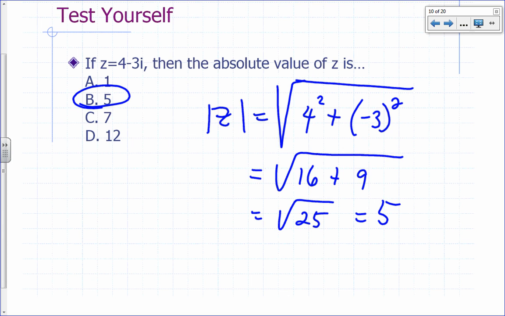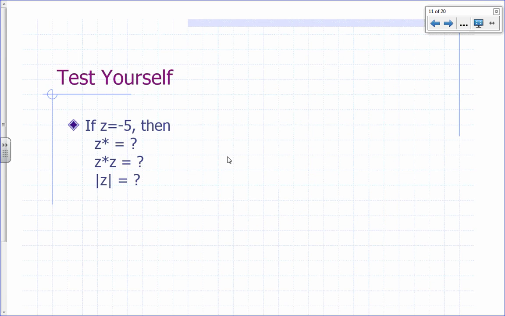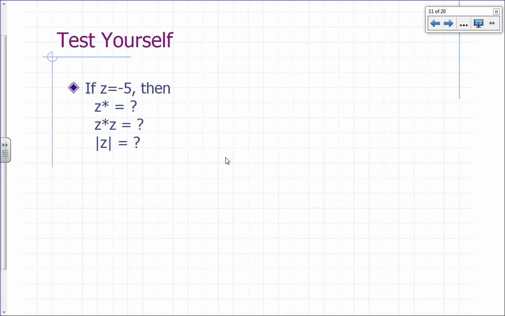Okay? Does that formula look familiar? Looks like a Pythagorean formula, right? a squared plus b squared is equal to z squared. All right. So if z is -5, what is z star? Also -5. What is z star times z? -5 times -5, positive 25.